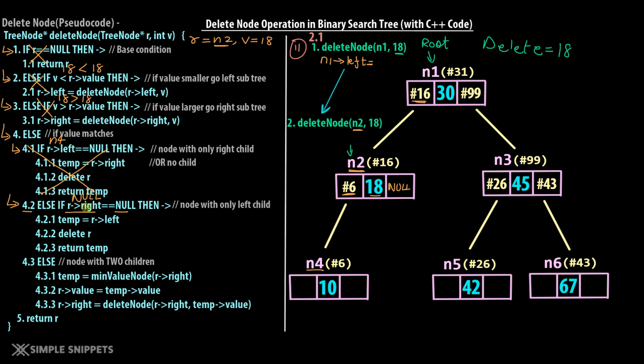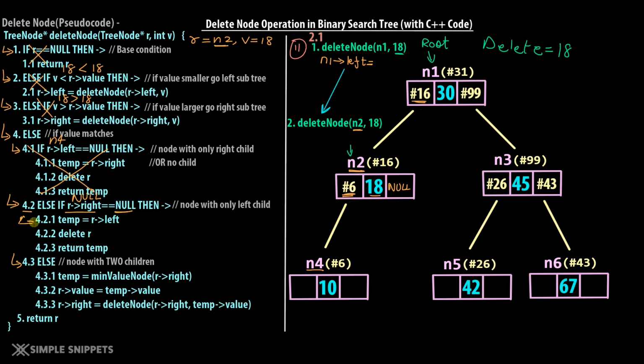Now in case there was something to the right of n2, we would have gone with step number 4.3, which is there for node with two children. But since the right was null, it means that there is a left child, because 4.1 was not true, and 4.2 has become true. So we have a left child and we don't have a right child. This means that this node has a single child, correct? Okay. So now since r of right is equal to null, we will go inside 4.2.